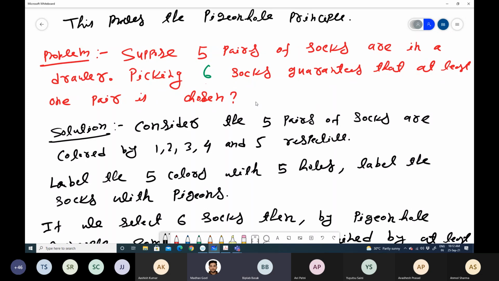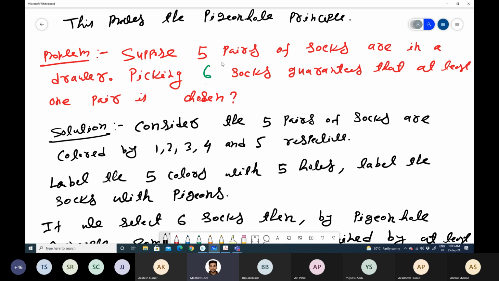See, here it is given that there are 5 pairs of socks, right? You have to first make sure that the 5 pairs are different. Now each pair you give a different hole. You just label each pair as a different hole. And then by the pigeonhole principle, since you have 5 holes, so 5 plus 1, if you have at least 6 pigeons, then one hole must contain 2 pigeons. So that is the reason you have 6. We are using only the pigeonhole principle.